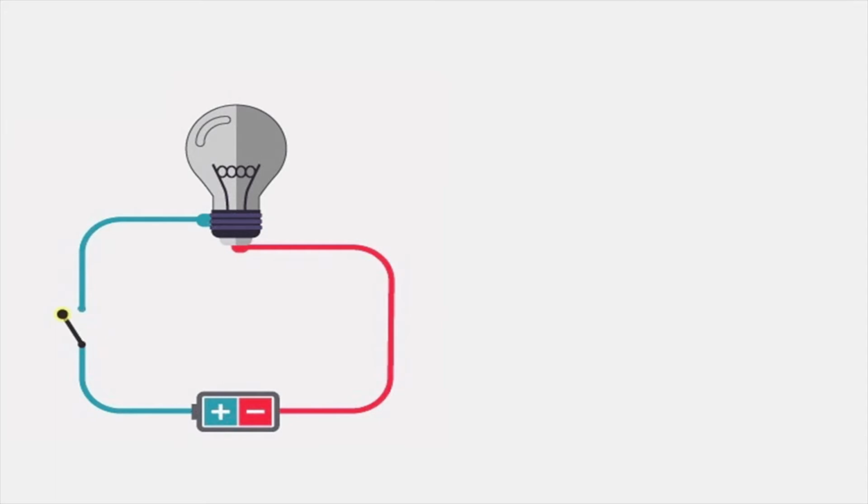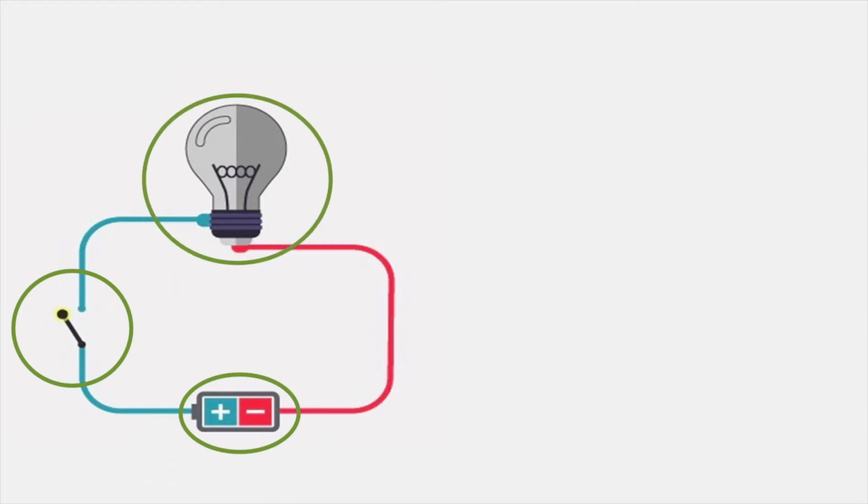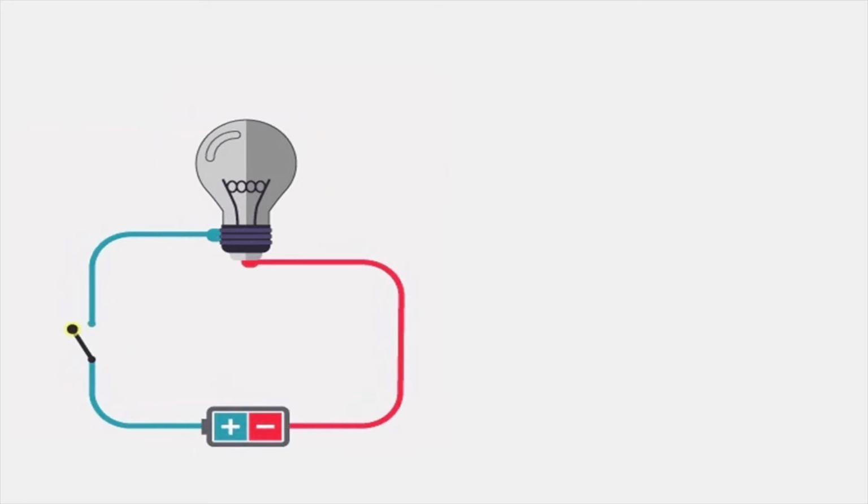This is an example of a circuit with a switch. In this circuit, we have a battery, which is the power source. We have a switch, which can turn the circuit on and off by connecting the two wire ends. And we have a light bulb which can light up. Whether the light bulb lights up is dependent on the position of the switch.